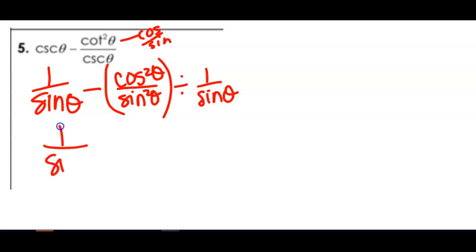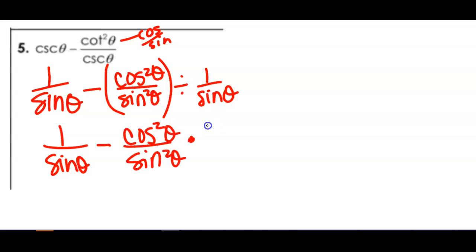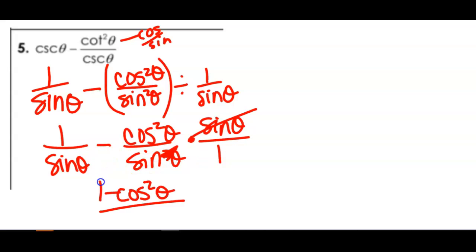So, if I leave this one and flip this over, because that's what you do when you divide fractions, right? This will cancel one of these sines down here so that we only have a sine. And then we have a common denominator. So now we have 1 minus cosine squared all over a sine.